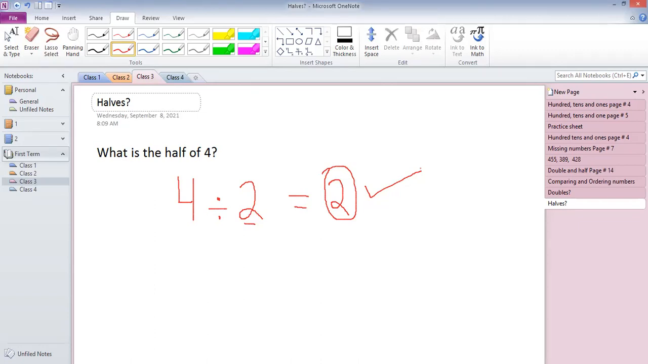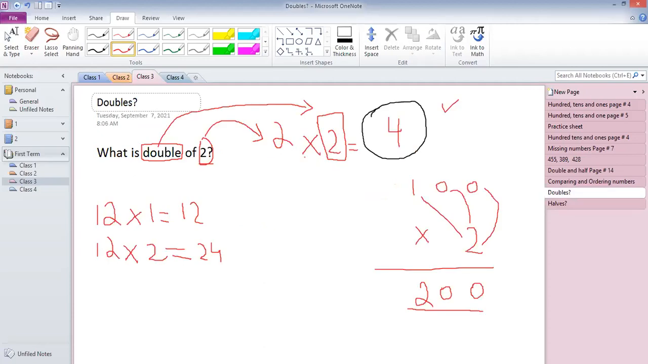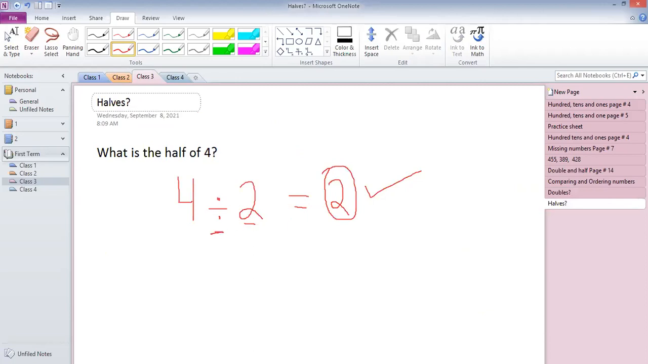Okay, guys. So whenever you need to find out the half, you have to divide by 2. In doubles, in order to find out the double, what were you doing? You were multiplying by 2. But when you have to find out the half, you will divide by 2. To find out the double, you multiply by 2, and to find out the half, you divide by 2. Is it clear, guys? Yes, sir. Very good.